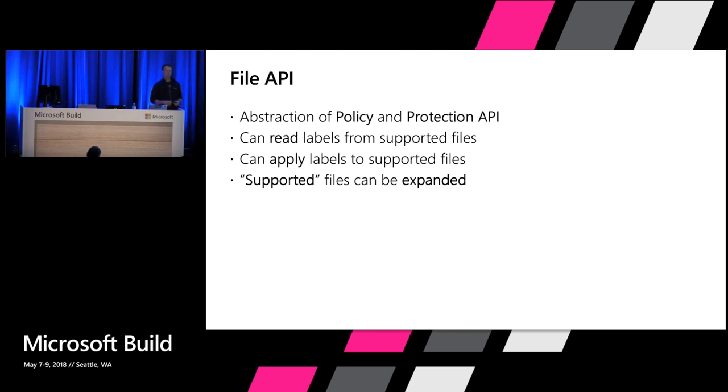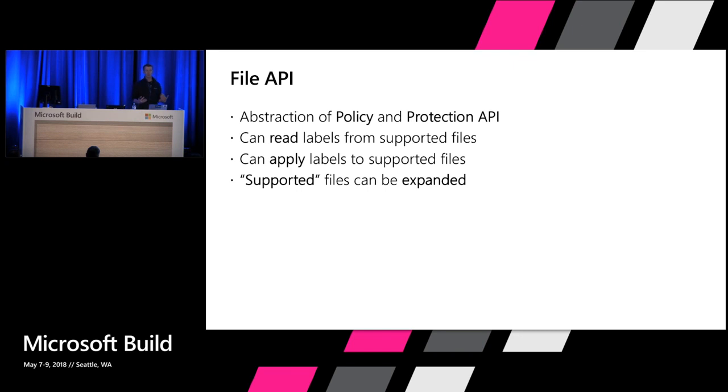So going back to the HaloCore example, that's a great one of somebody exports a file from a line of business application. We know that this is some sort of sensitive information. Let's apply protection to that file at export, and then we know that that file is not going to float away. So really what the File API provides is an abstraction of the Policy and Protection API. But what we've done is implemented a bunch of common file types, Word, PDF, certain image types.